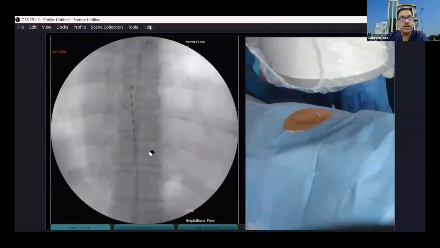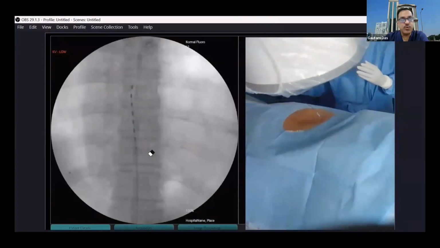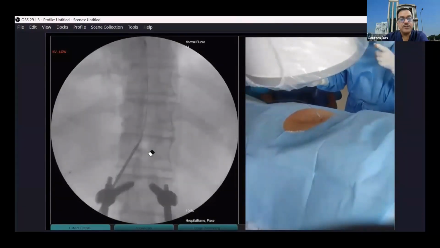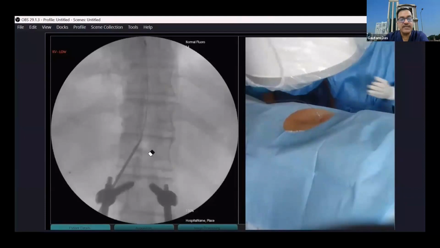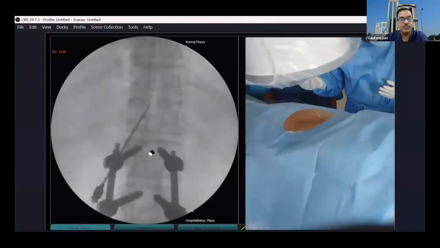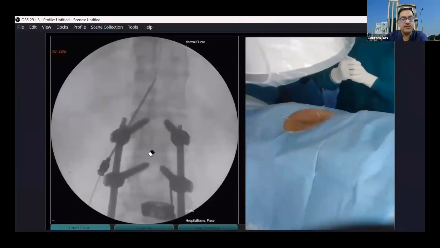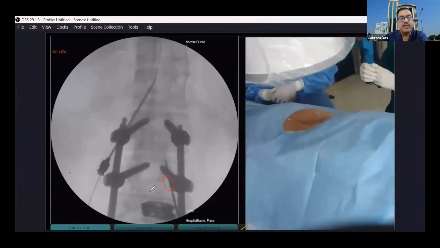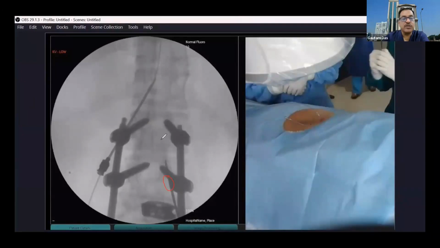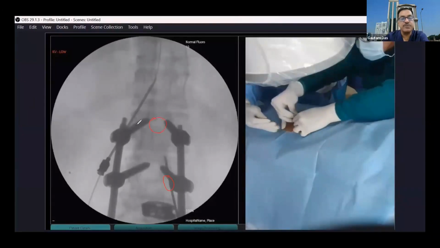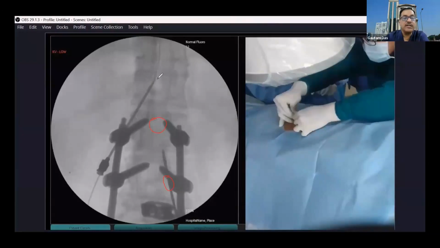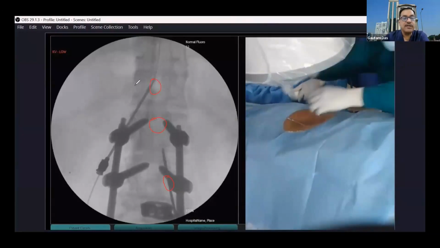So now we are happy with the lead placement. Now we are trying to put the lead on the right hand side. In a similar way, our needle skin entry point should be 1 or 2 segments below. Here is our needle, and we are already there at the skin. Our target is the epidural space between T12 and L1. Earlier, we entered at the space between T11 and T12.